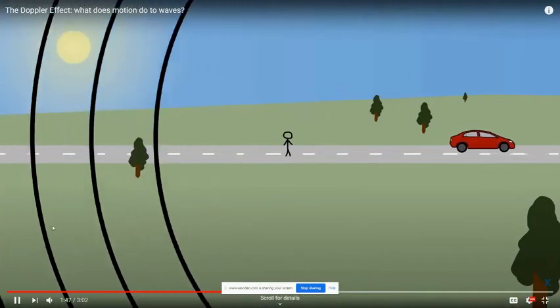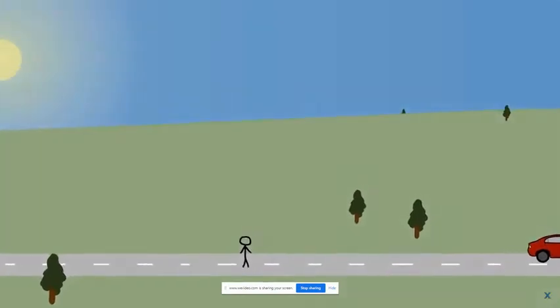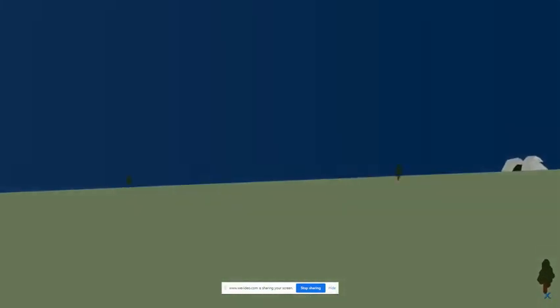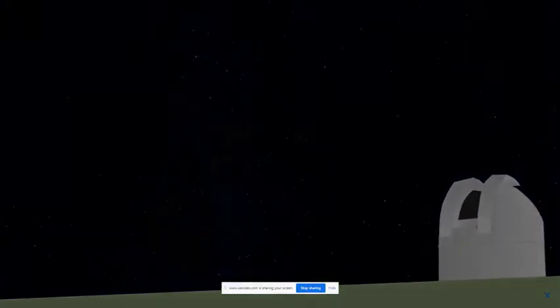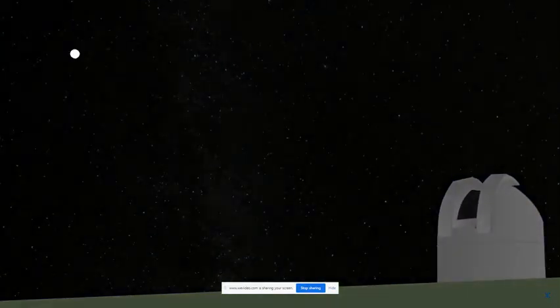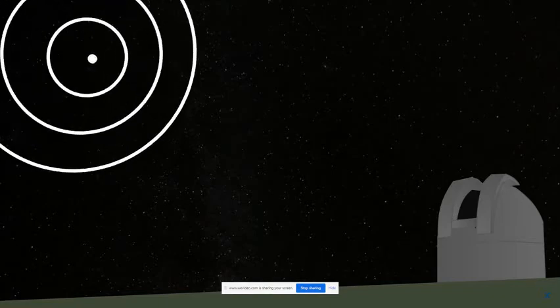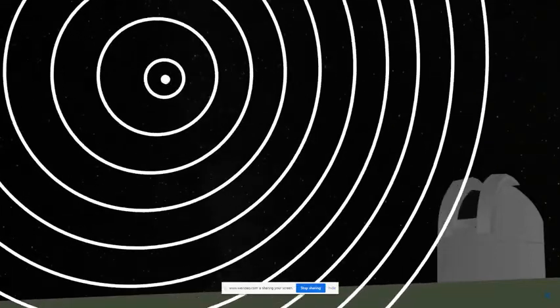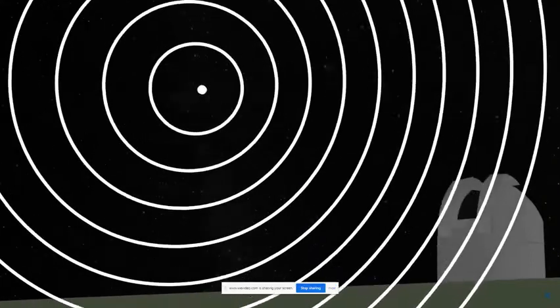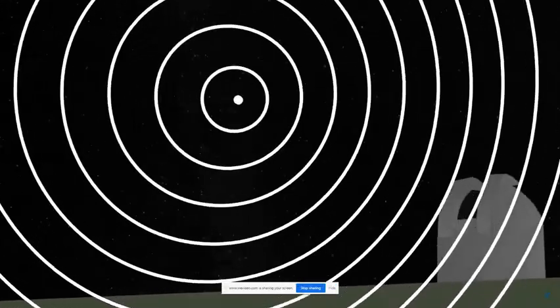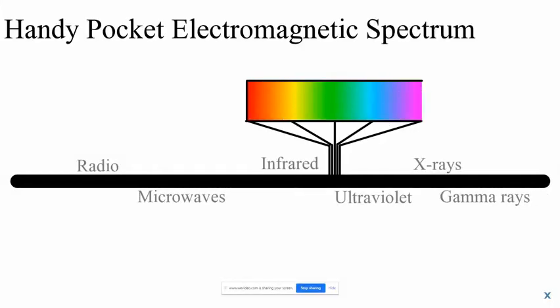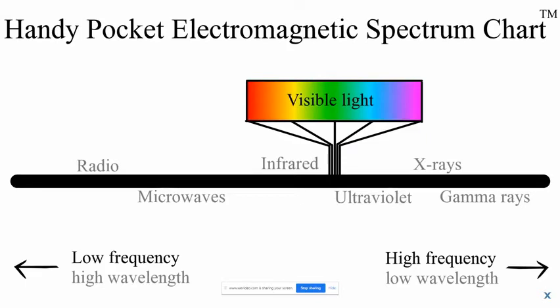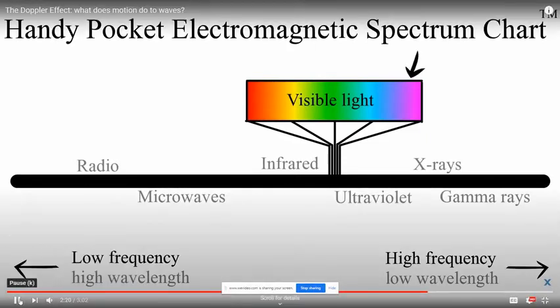A lower pitch. So that's how the Doppler effect works with sound. It also affects another kind of wave, light. So let's say you look out your observatory and you see a star. Just like the car's sound waves, if the star is moving towards you even just a little bit, the light waves that it emits will be bunched up, meaning that you see the light at a higher frequency than it actually is. Frequency in sound is pitch, so what does that mean for light? Well, if we look at our handy pocket electromagnetic spectrum chart, we'll see that a small change in frequency for visible light will change its color. It changes color because it's going to stretch as it gets farther away from you, just like the sound waves.